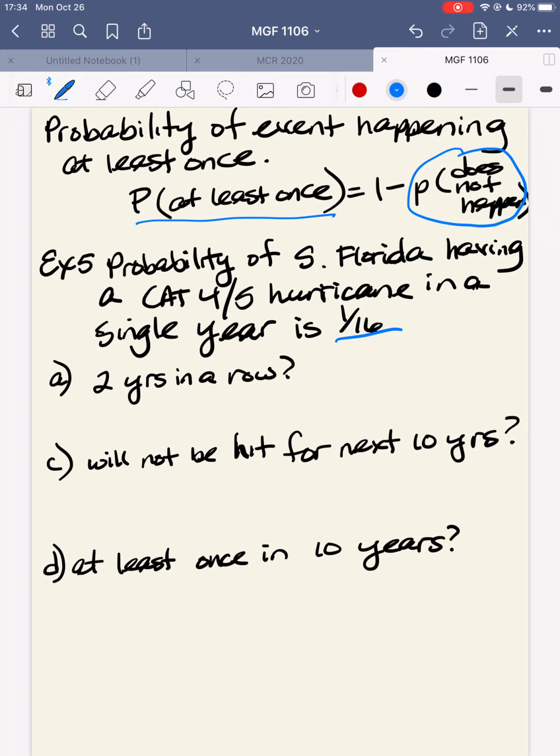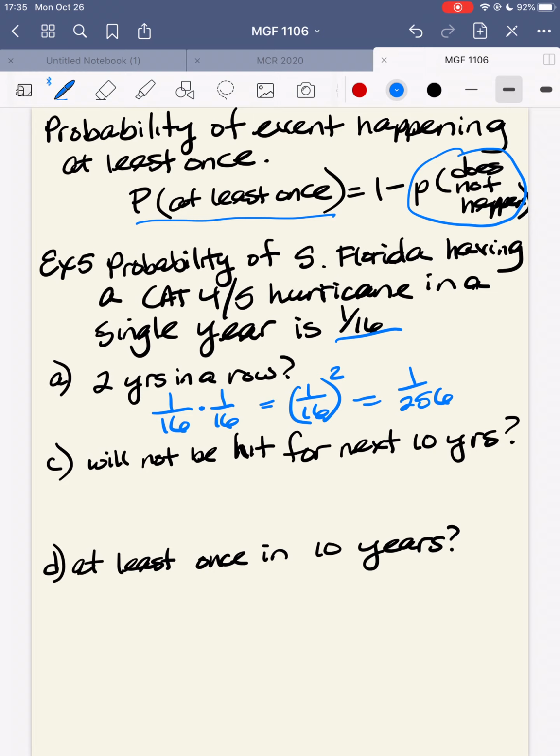Right? So I want to look at what's the probability of having a major hurricane here 2 years in a row. Okay, so the probability of it happening in a single year is 1 over 16. This is going to happen to us 2 years in a row, so we again can multiply it by 1 over 16. You may also see it notated in your book as just going ahead and squaring it for the number of years in a row. And this gives you 1 over 256.